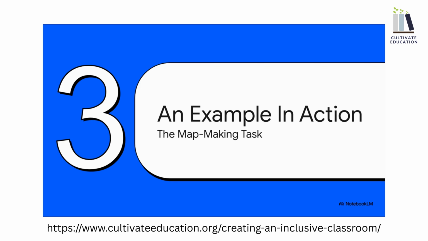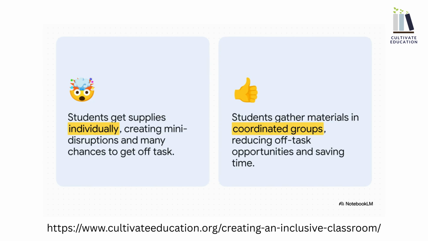Let's walk through a super common classroom activity and see the difference between a classroom with no stoplight and one that has the system down. Okay, let's paint a picture. Your class is making maps. Now, over on the left, you've got the free-for-all approach. Kids get up whenever they need paper, then again for glue, then again for markers. You've got dozens of these little mini disruptions.